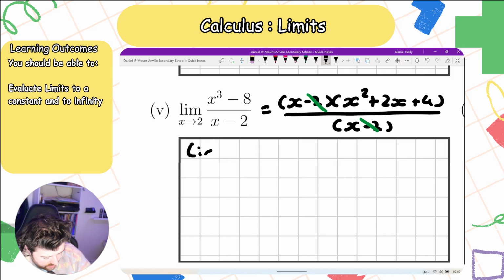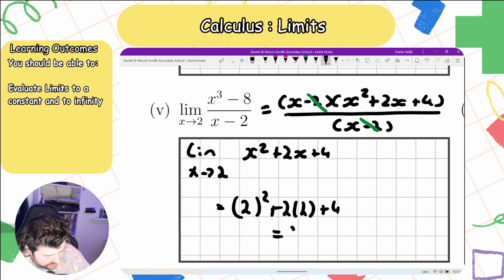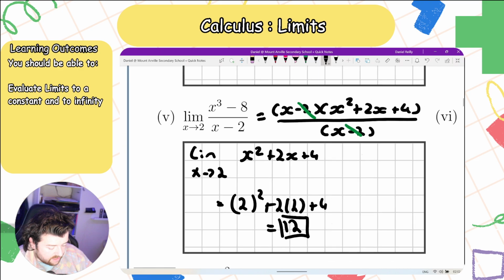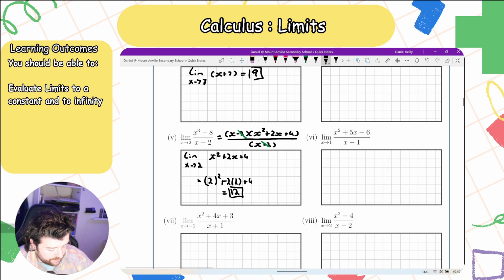I'm left with the limit as x goes to 2 of x squared plus 2x plus 4, which equals 2 squared plus 2 times 2 plus 4. That's going to be the mathematical limit of this function when x approaches 2. Fine.